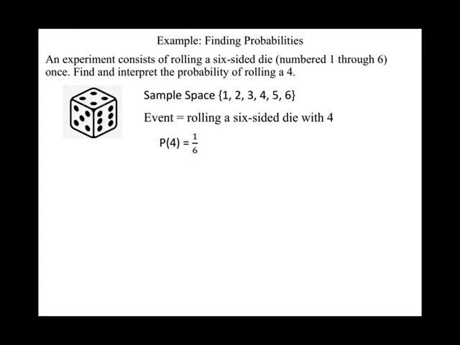Okay, so think about it. I have P of 4 equal to 1 over 6. Does it mean that if I roll the die 6 times, I should get one 4 from there? Maybe not, right? I may get no 4 at all, or I may get more than one 4 here.